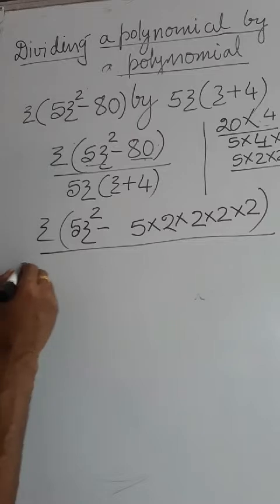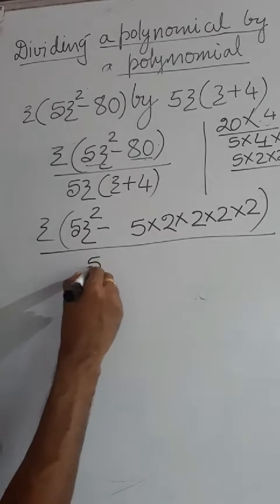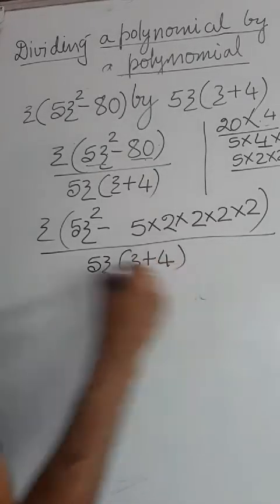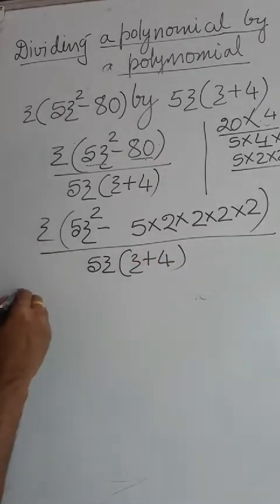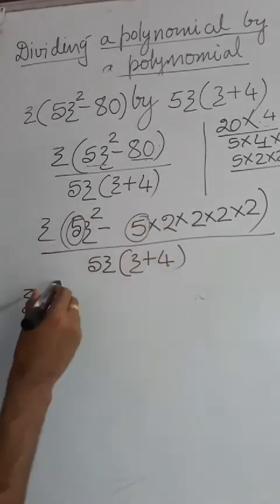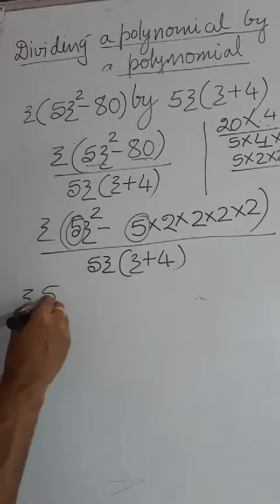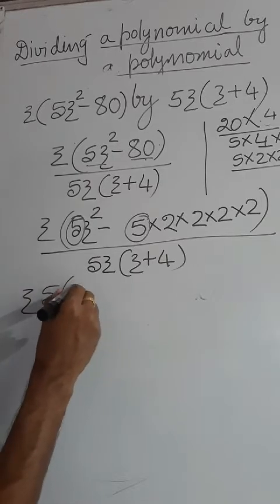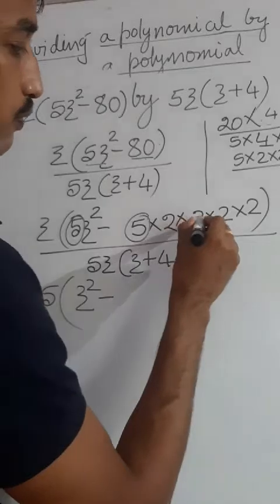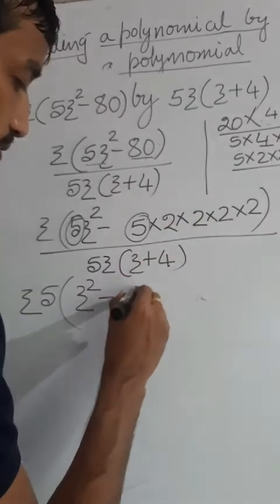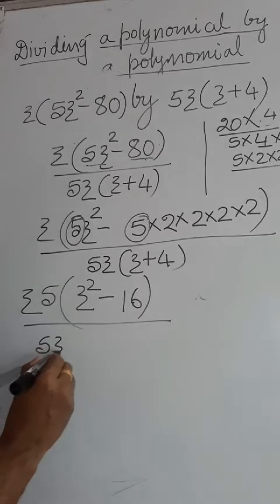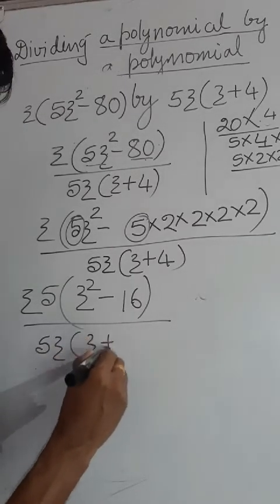So now, divided by, nothing is there in the denominator to take as the common term outside, so let it be in this format. Now, once again I check, is there any term common? Yes, 5 is common. I take it out. So here remaining is z square minus remaining multiply 2 into 2, 4, 4 into 2, 8, 8 into 2, 16, divided by 5z into z plus 4.